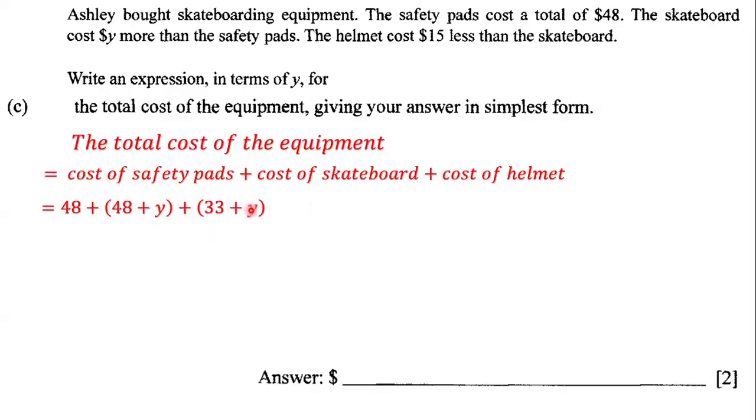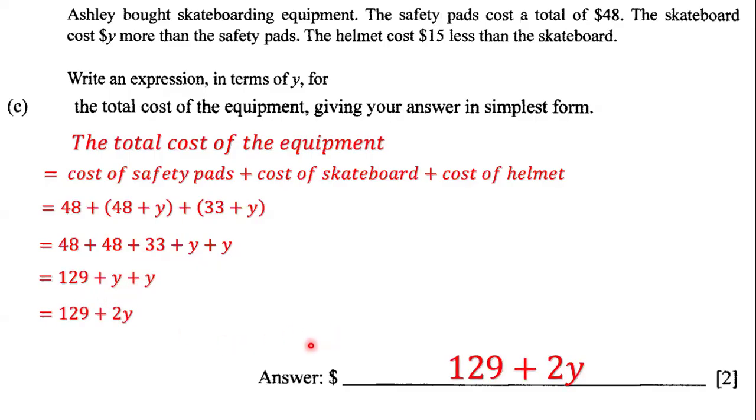And so we have to add them up. So we'll add up all the numbers. What are the numbers? 48, 48, 33. And then take all the letters, y and y, right? So add up all the numbers, 48, 48, and 33. 129. 129, very good. And when we have y plus y, what is y plus y? 2y. 2y, very good. So the answer is 129 plus 2y.